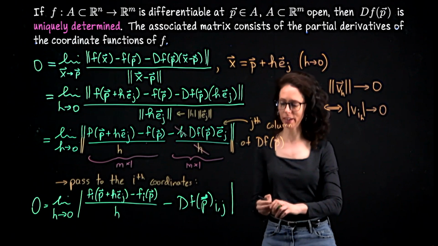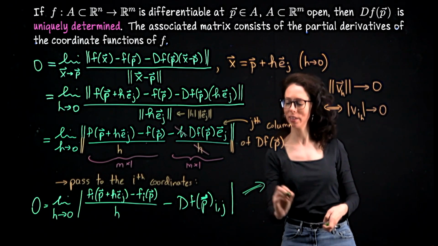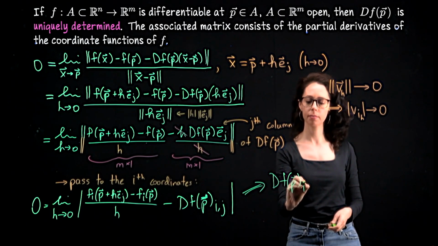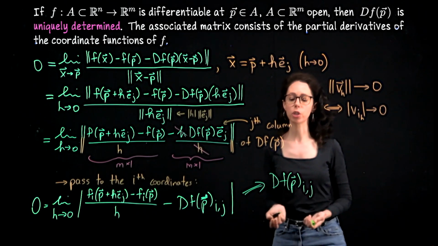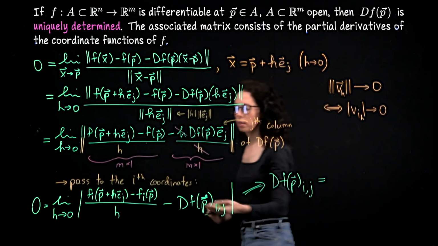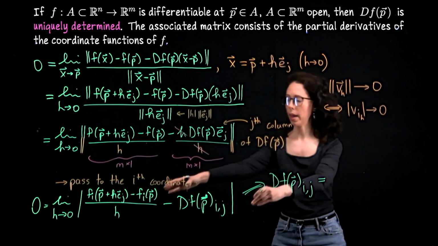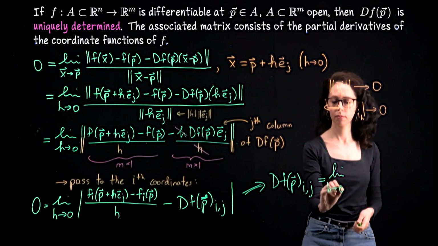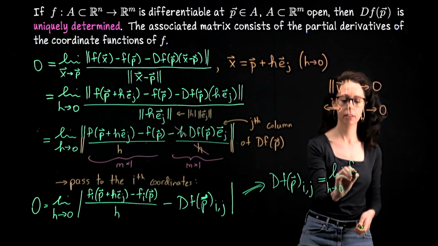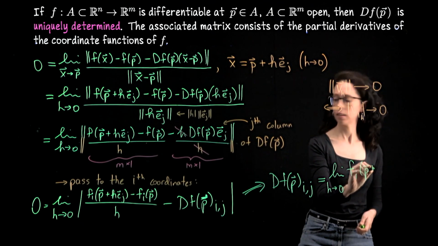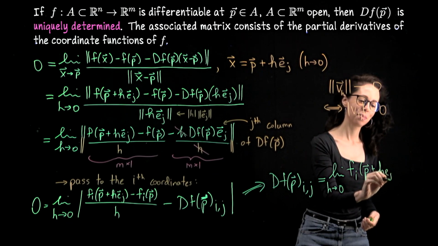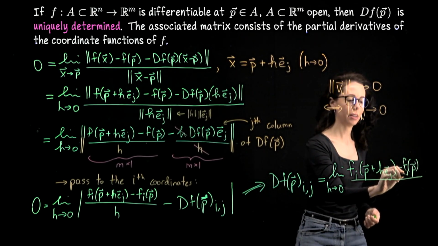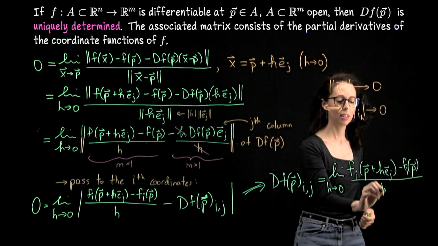Okay, so let me just write that up a little bit. So this implies that this number, which is the ijth entry of our associated matrix, equals the limit of this as h goes to 0. That's the only way this expression could go to 0. So f sub i of p plus h e_j minus f_i of p, all over h. Oh, sorry, i. That's very important there. Don't forget, these are coordinate functions. Okay.